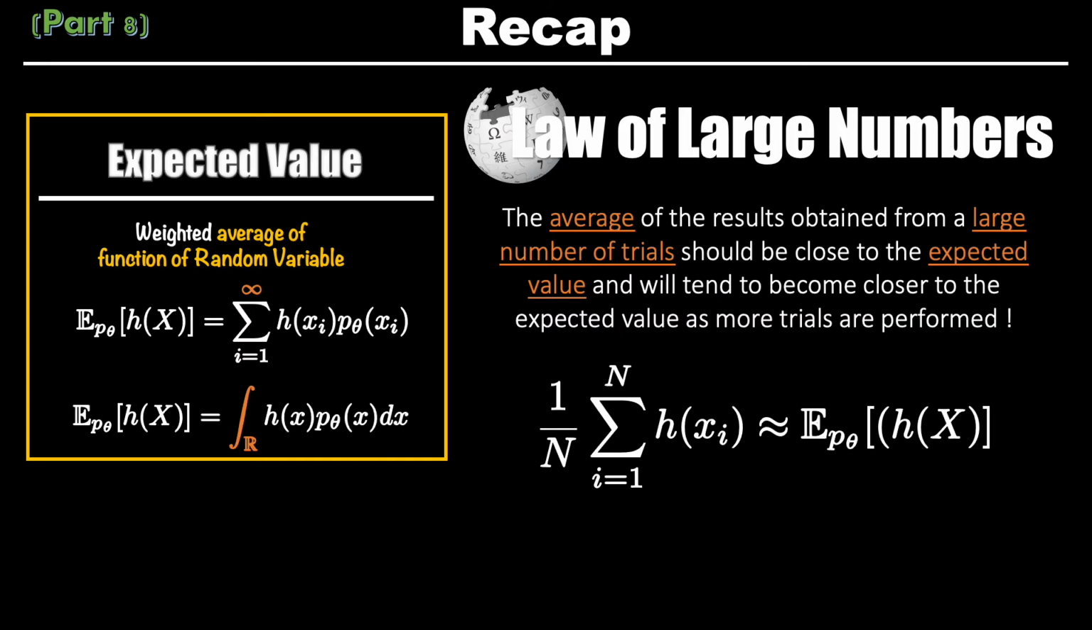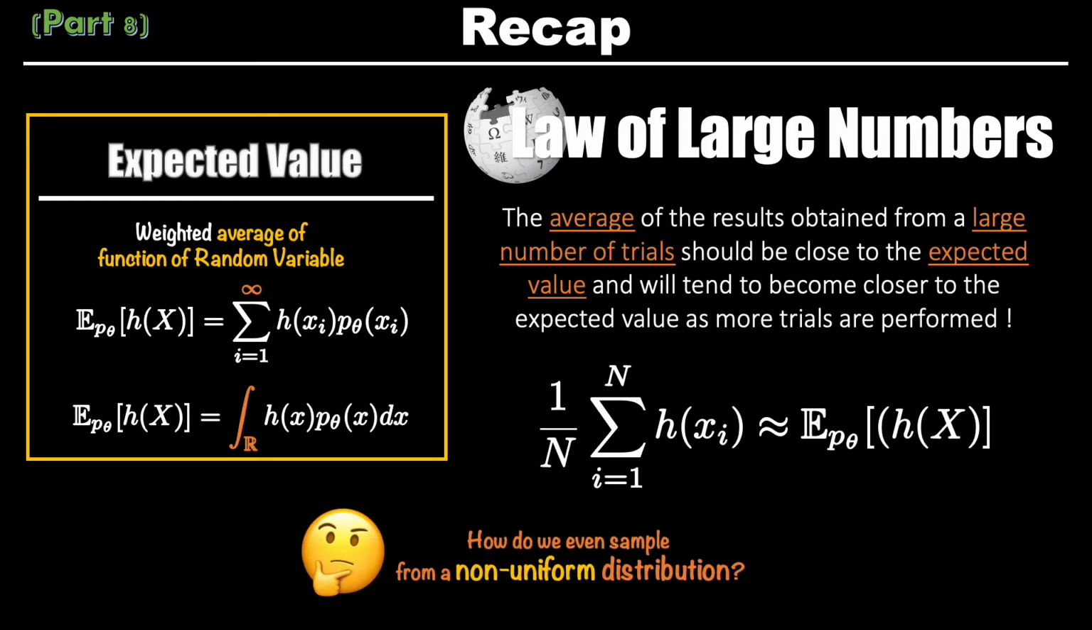In part 8 of this series, I had formally introduced you to the expected values and more importantly, how we can approximate them using the law of large numbers. Essentially, this law states that if you can conduct a large number of trials, then your average converges towards the expected value. However, for this law to be applied, you must be able to sample from your distribution. We then discussed that your programming language or its standard library only provides support to sample from the uniform distribution. And the big question was, how do we sample from non-uniform distributions?